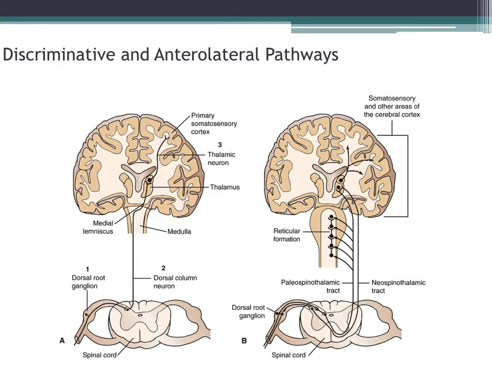So when we look at the discriminative and the anterolateral pathways, what we know about them is both pathways work together to give a total sensory input. If you look at how the information is conducted through the various pathways, and then on top of that, where it's interpreted up in the brain, you can see that there are very different pathways involved, which is why we interpret the information very differently.